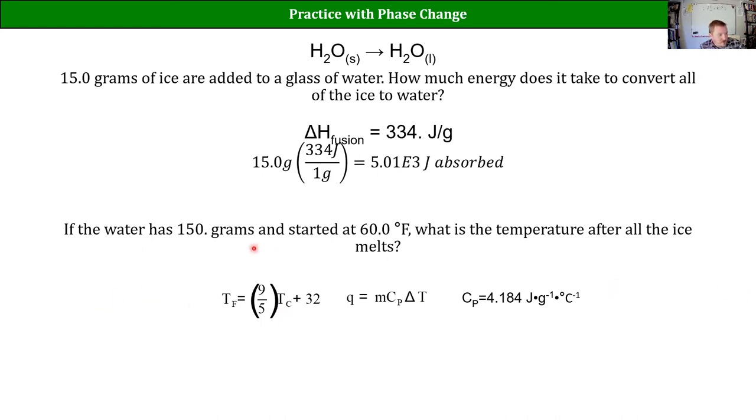Second, if we could continue to do another Q equation, if you had 150 grams of water at 60 degrees Fahrenheit, what's the temperature after all the ice melts? Well, we have to take Fahrenheit and convert it into Celsius. But then it's just a Q equation, right? We know the energy that's being absorbed from the ice, from the warm water. So Q would be negative 5.01 times 10 to the 3.